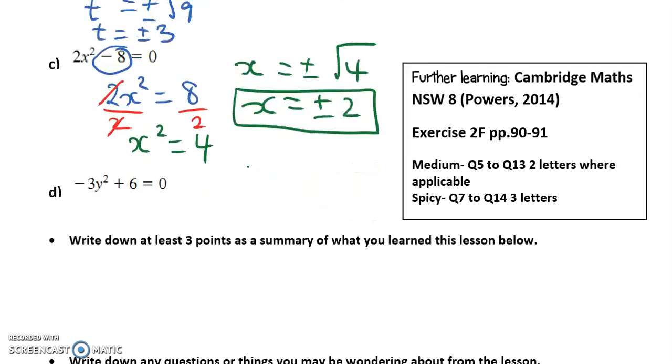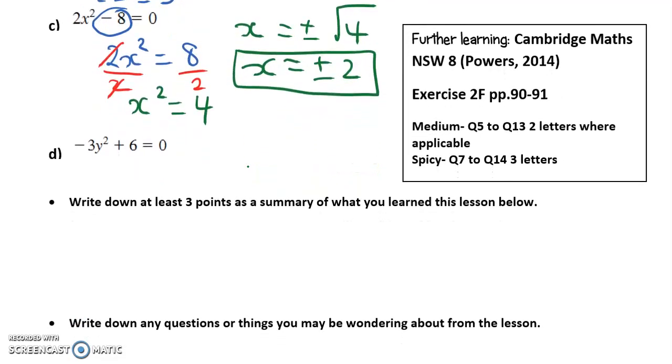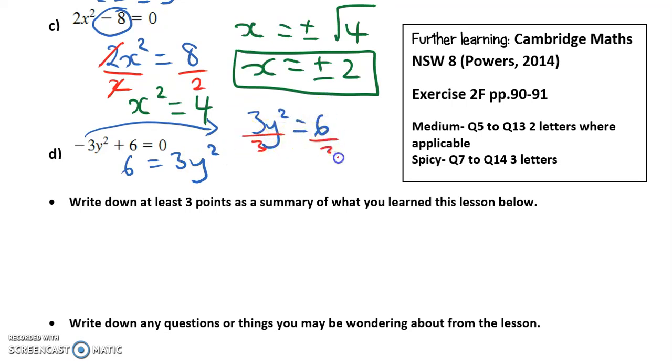Cool. And the last one here is similar. The only difference is there's a negative outside the 3y squared. So what I'm going to need to do first is I'm actually going to move this whole 3y squared to the right-hand side. So what I end up getting is 6 is equal to 3y squared. If I just write that round the other way to make it easier, then I'm going to divide both sides by 3, which will give me y squared is 2, and y is equal to plus or minus the square root of 2.